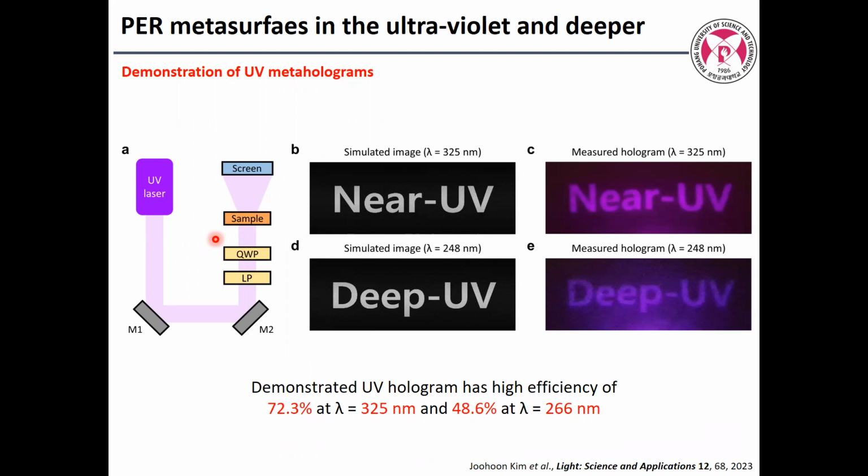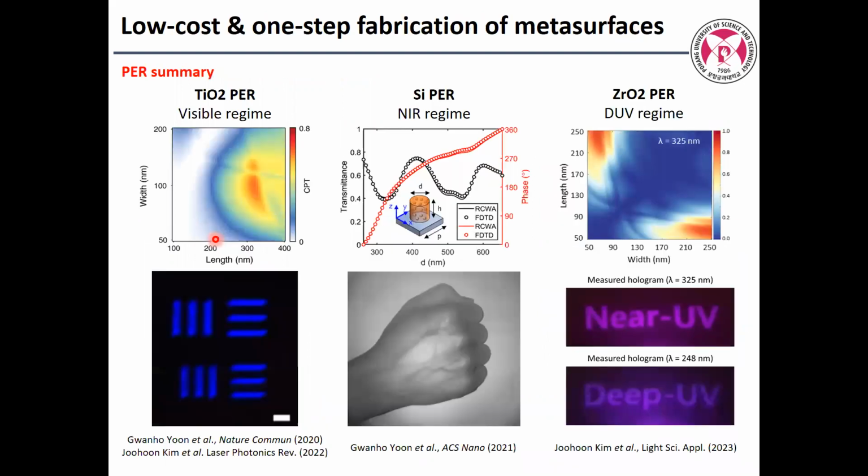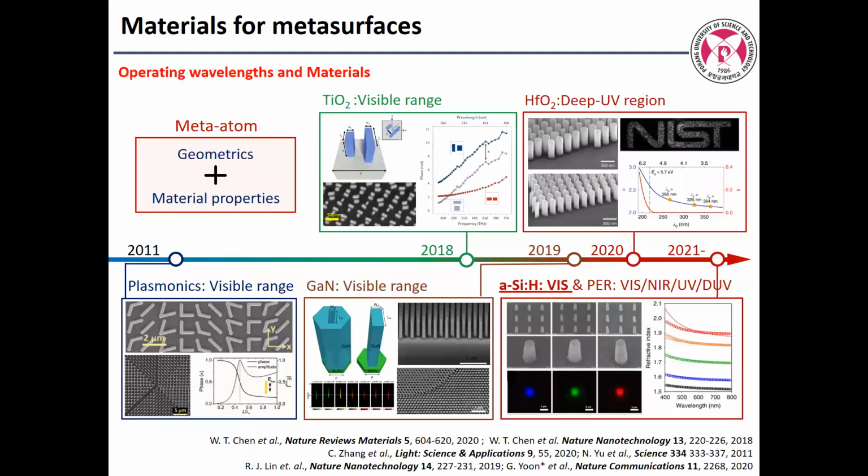That may be impactful for inspection tools or lithography at those wavelengths, as an alternative optical component provided by metasurface lenses. So this is a summary of the TiO2, silicon, and zirconium oxide particle-embedded resin. This is the part on the particle-embedded resin, and I have another work.